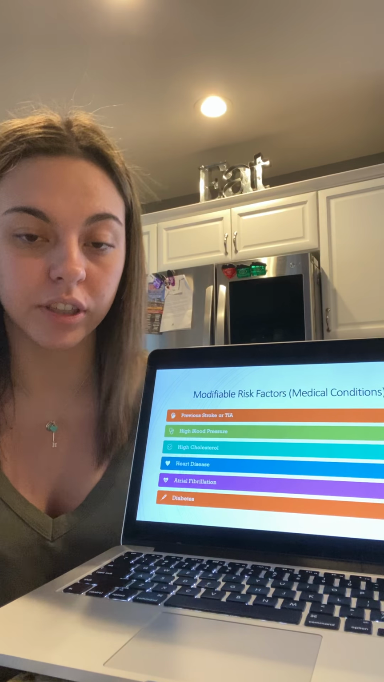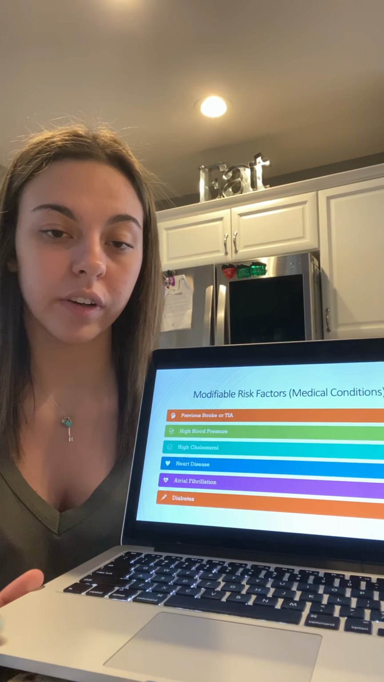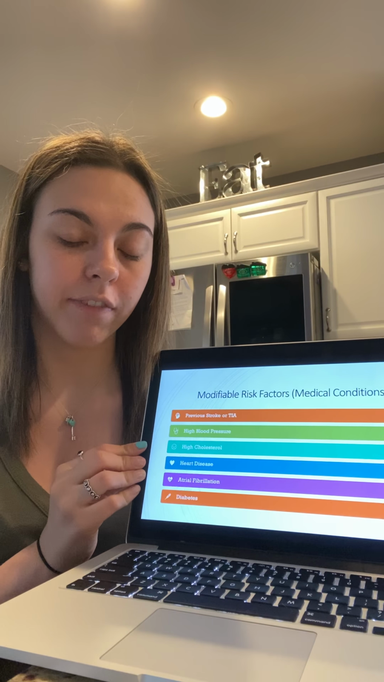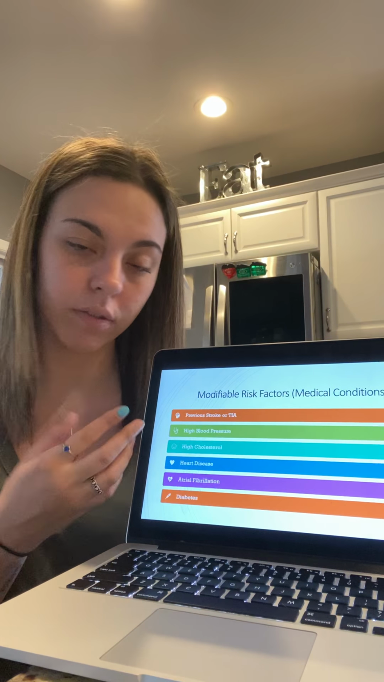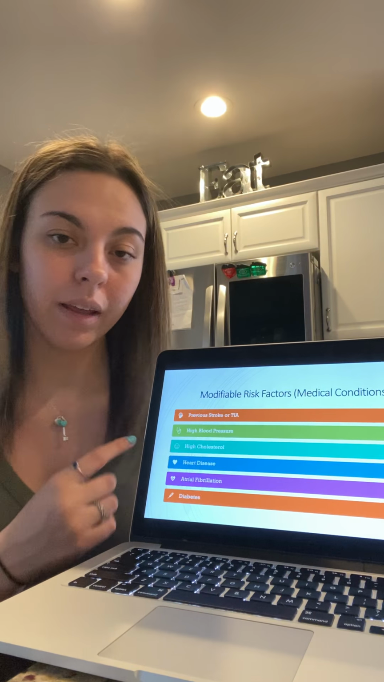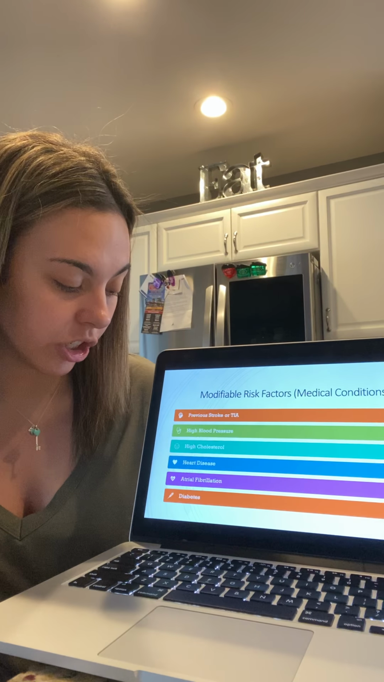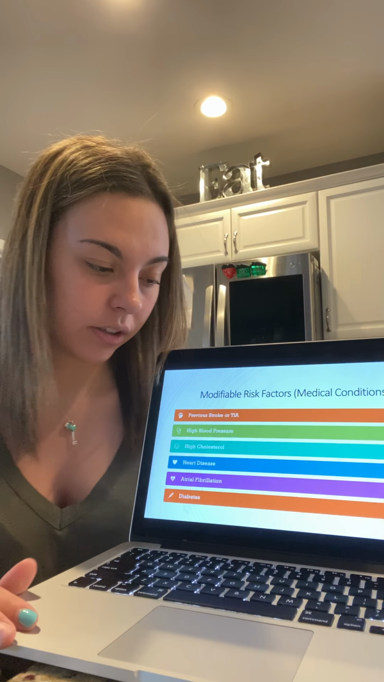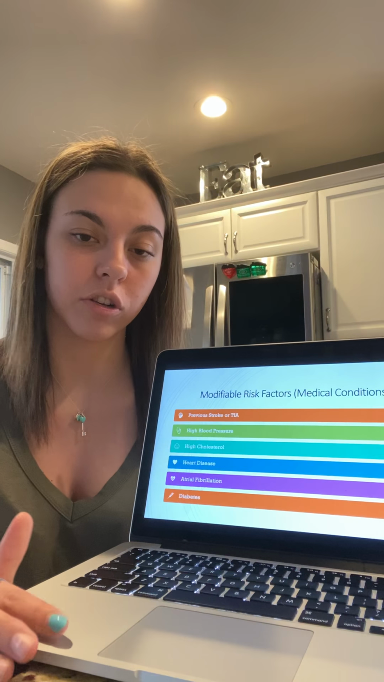Again, it could be because of your diet, your clogging arteries or anything. It puts you at a higher risk. But all of these medical conditions are modifiable because even though a patient may have one of these diseases or conditions, they're able to maintain the condition and try to keep it balanced, so that if there is a flare-up, then it could cause a stroke. So they want to try and prevent that.